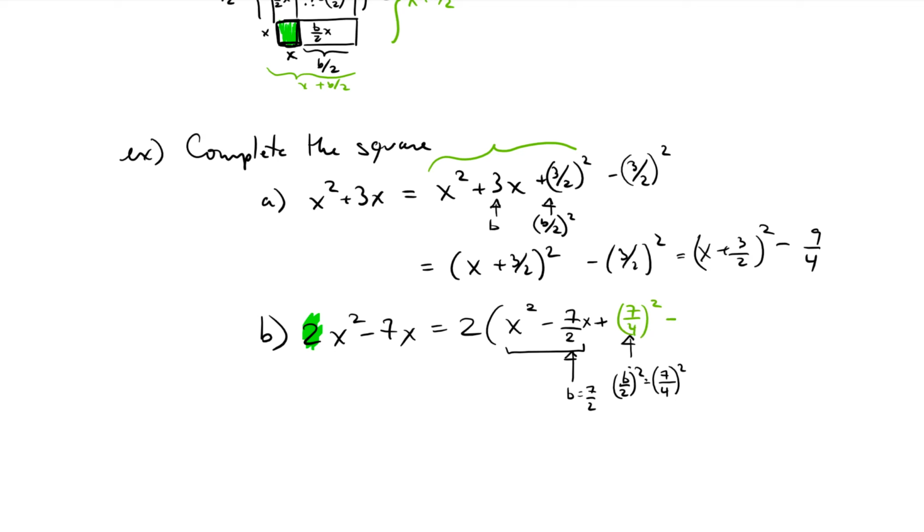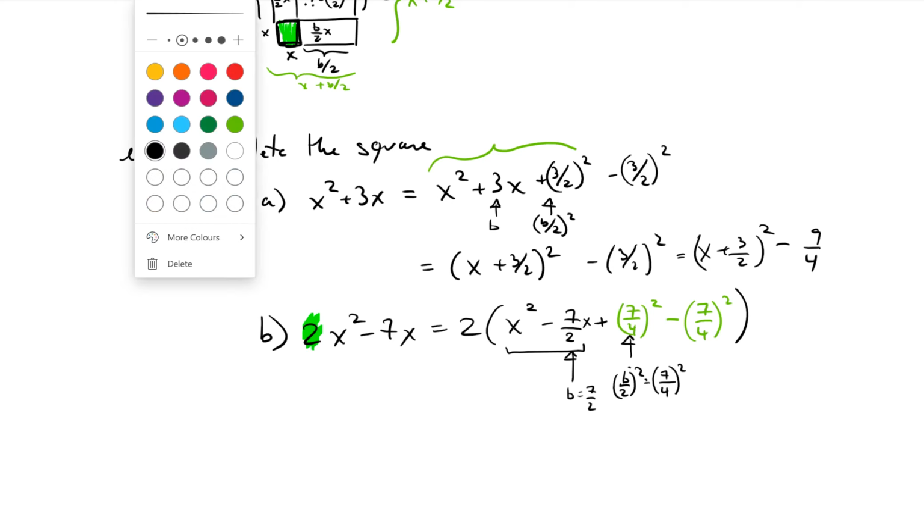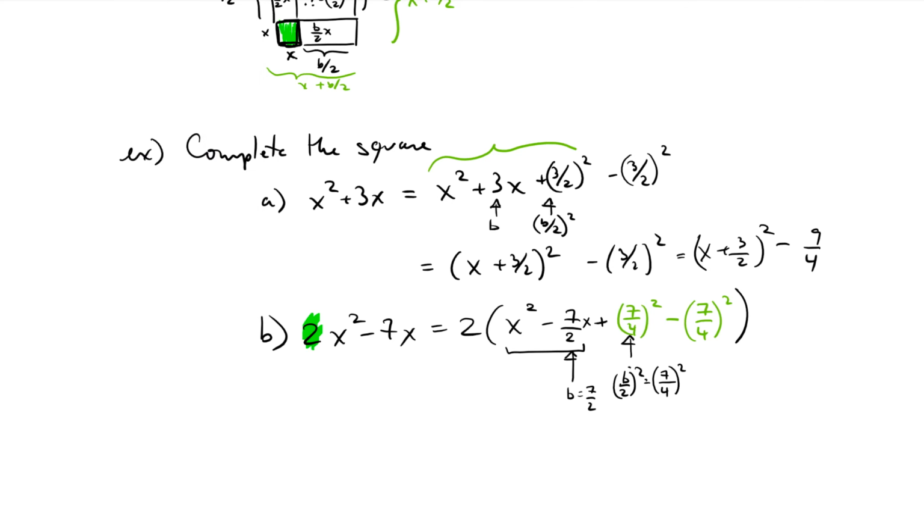And since I'm adding it, I need to subtract it immediately. It needs to be subtracted within the bracket, right? You can't put your bracket there because then it's not equivalent, because the 2 multiplies this, so you'd be adding 2 times 7/4 squared, but subtracting it only once. So you really want to make sure that that bracket ends here, so that you've added and subtracted the exact same number. Now, let's return to this.